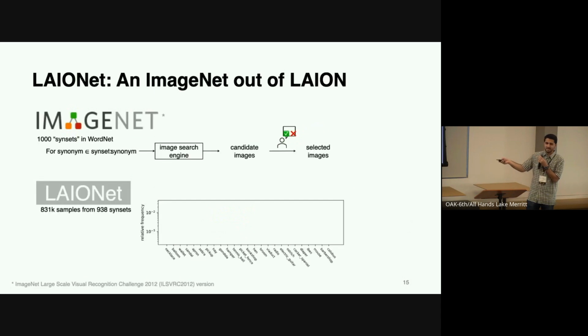I'm sorry that this is not plotted correctly, apparently. What you were supposed to see here was the wide range of relative frequency. Different classes are reflected with different frequency in LionNet because they're just more frequent on the web. And of course, LionNet cannot cover all the 1,000 classes because not everything is in the Lion.